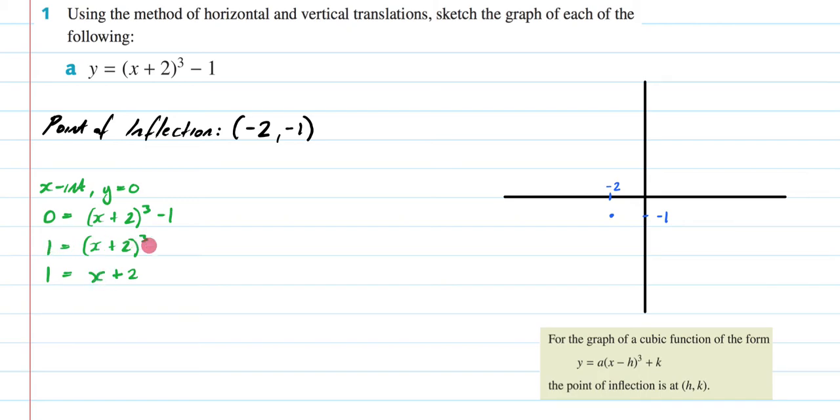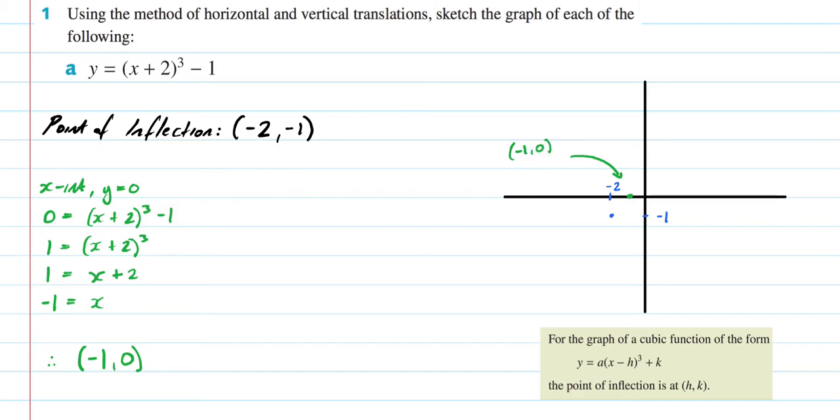I have cube rooted both sides. I've cube rooted this side to get rid of my power of 3, and I've cube rooted this side too. So the cube root of 1 is simply 1, giving 1 equals x plus 2. Now I'm just going to minus 2 from both sides, and I'm going to wind up with negative 1 equals x, which tells me that therefore my x-intercept is going to occur at negative 1, 0. So now I could come over here and I could put that in right there. And let me just put an arrow there because I think I'm going to run out of room. This is going to be negative 1, 0.